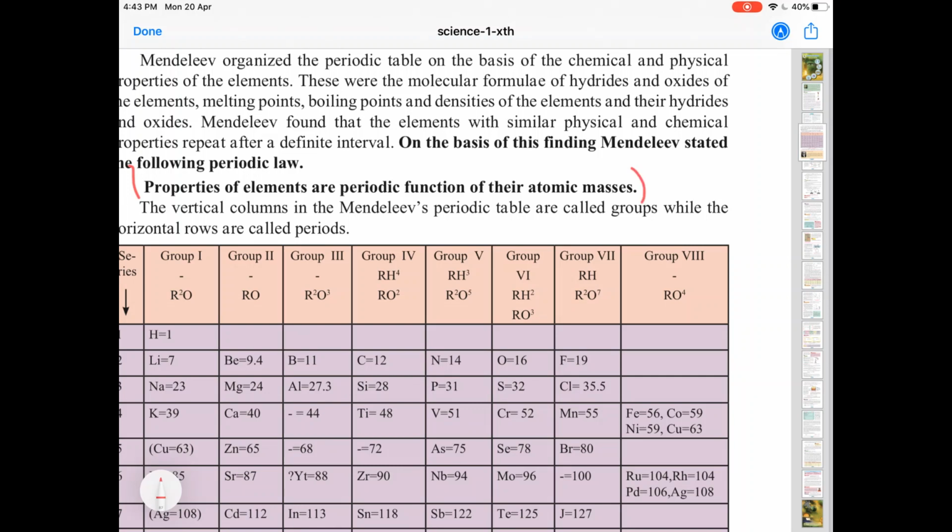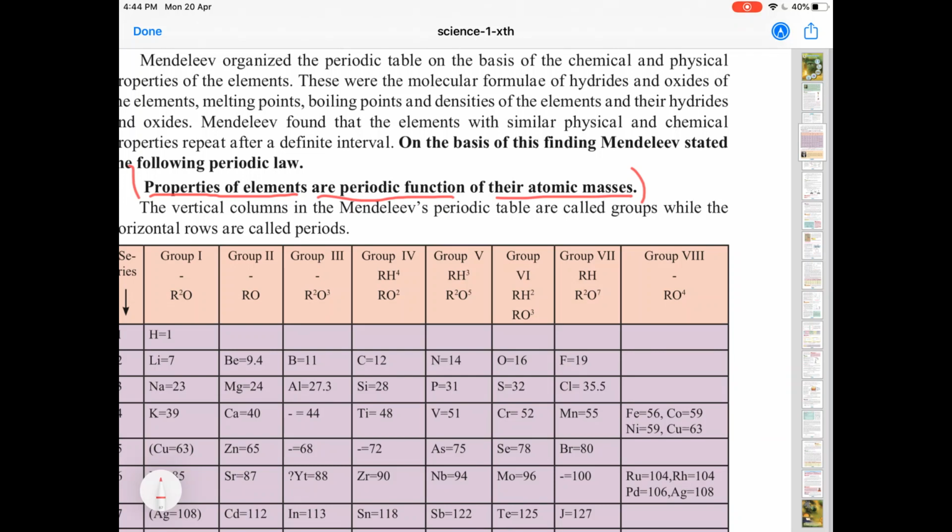What does it say? It tells us that the properties of the elements are the periodic functions of their atomic masses. As you can see in this law, there are three important parts. The first one, properties of the elements. When we say properties of the elements, they are the physical as well as the chemical properties. And when we say periodic functions, it means that it is something which repeats at regular intervals. And then we have the atomic masses.